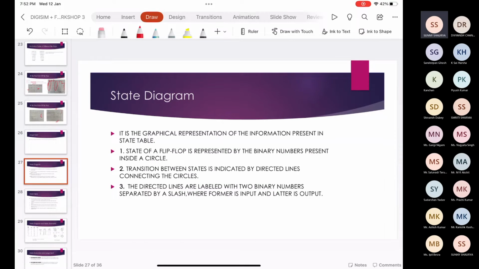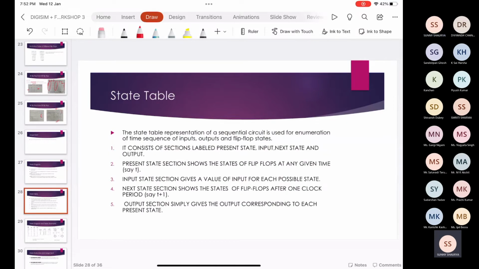Next, we come to the state diagram. It is the graphical representation of the information present in the state table. The state of a flip-flop is represented by the binary numbers present inside a circle. Transition between states is indicated by directed lines connecting the circles. The directed lines are labeled by two binary numbers separated by a slash, where the former is the input and the latter is the output.